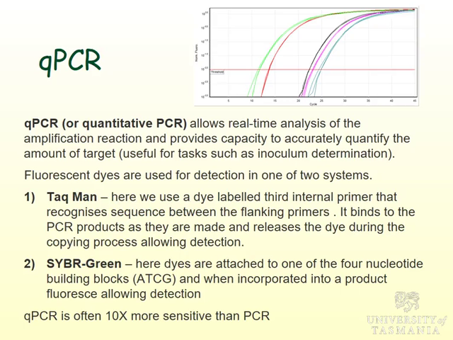Why do we do this? It's very sensitive. About 10 times more sensitive than PCR, which is about 10 times more sensitive than ELISA, which is probably about 100 times more sensitive than isolation. Very, very sensitive. Very useful for detecting very low levels of what you're looking for.